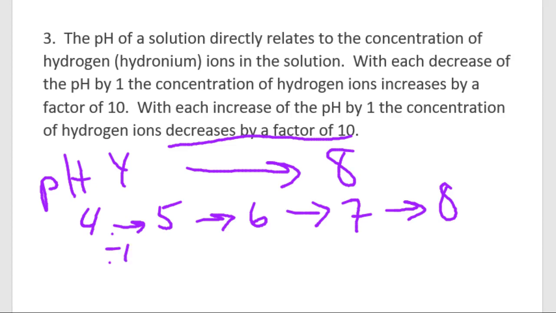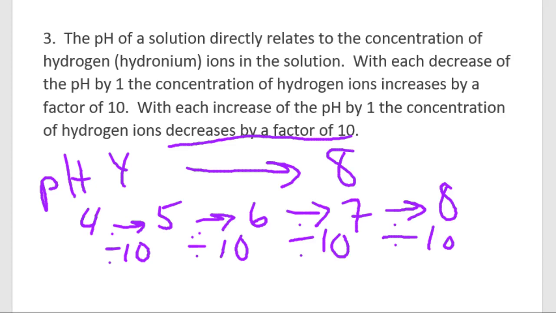divided by 10, divided by 10, divided by 10, and one more time, divided by 10. In other words, I would be dividing by 1,000. Okay, it's a 1,000-fold decrease. So pH directly relates to the concentration of hydrogen ions.